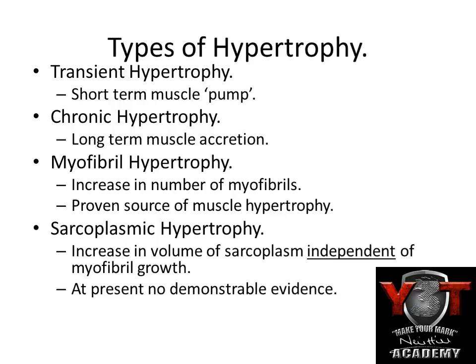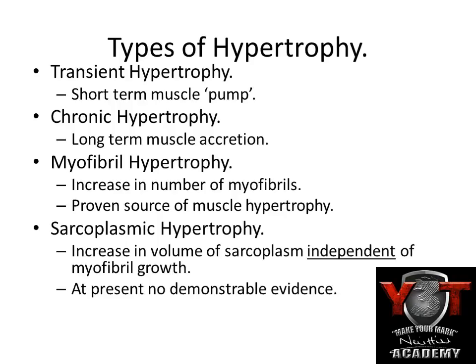Okay, so we have chronic hypertrophy, which is long-term muscle accretion. You'll see this word accretion used a lot in the literature, and basically that just means muscle growth, the laying down of proteins. So muscle accretion means to grow more muscle. Simple as that. I've already discussed this previously. I don't know why I didn't wait till this slide. I always get excited and get ahead of myself when I talk about hypertrophy, because that's the kind of geeky person I am. So we've got an increase in myofibrils, and it's a proven source of muscle hypertrophy.